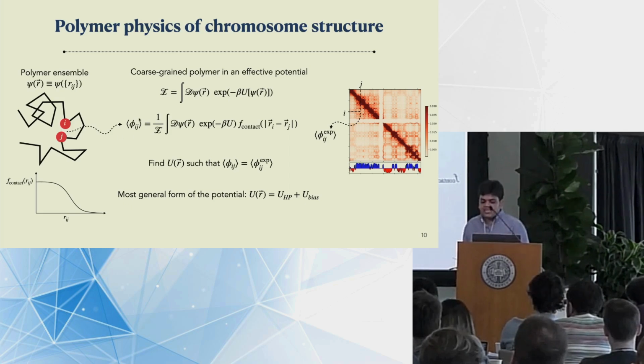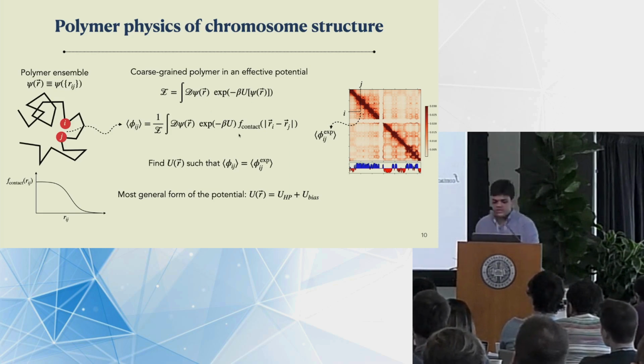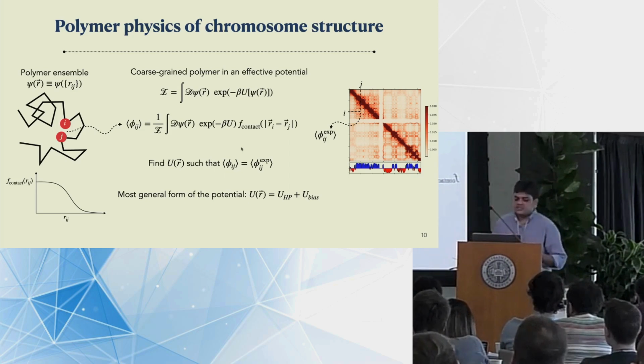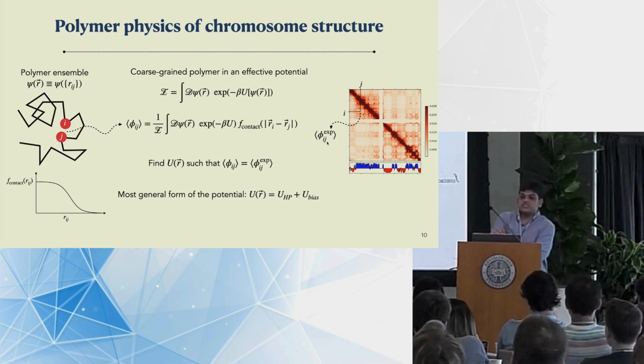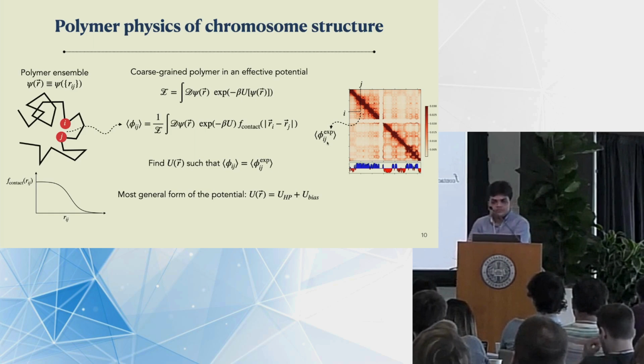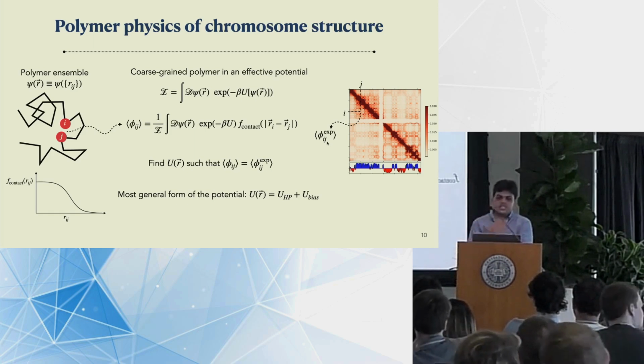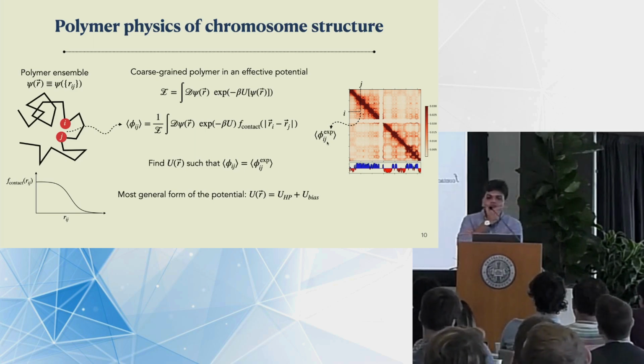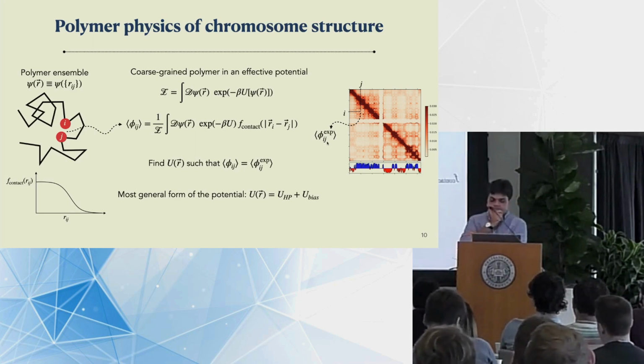Then we can compute the average contact probability between i and j once we have this kind of an ensemble. As soon as this average is equal to the average that we see in experiment, we can be sure that these structural ensembles are representative of what we see in experiments, right? So our task here is to find the right potential so that the phi ij's that we compute from simulation are equal to the phi ij's that we see in experiments.